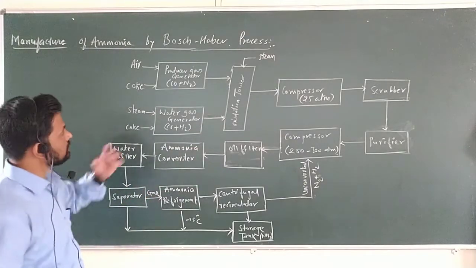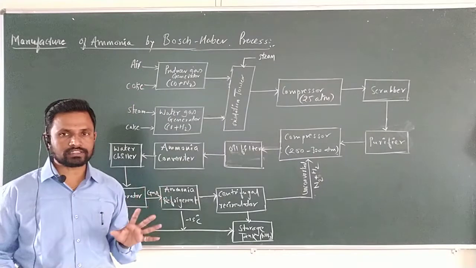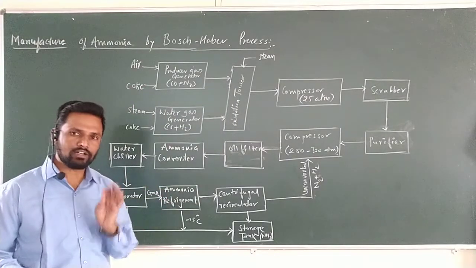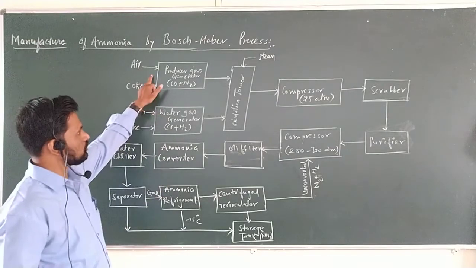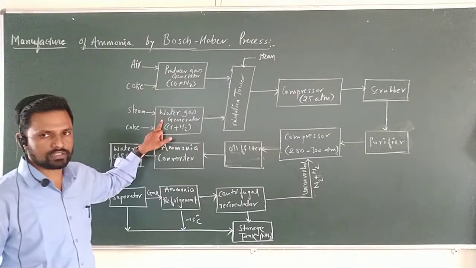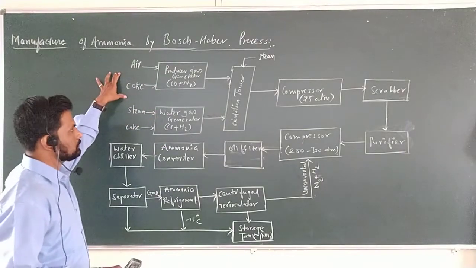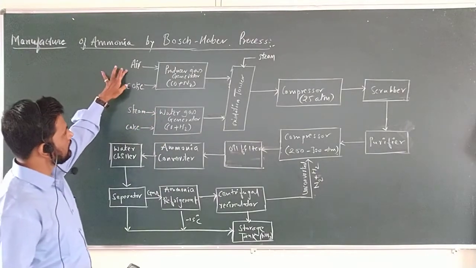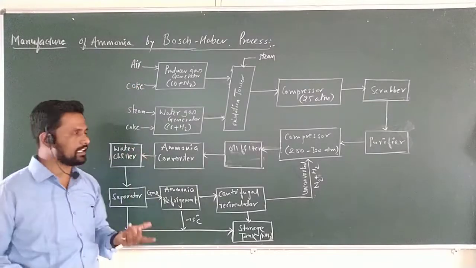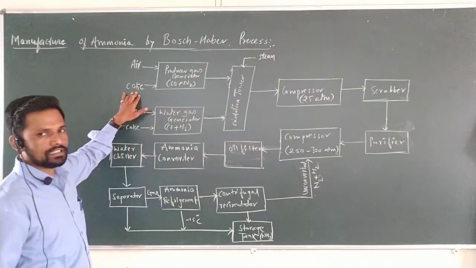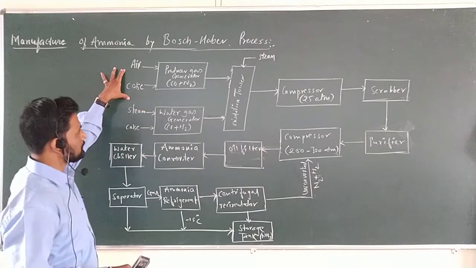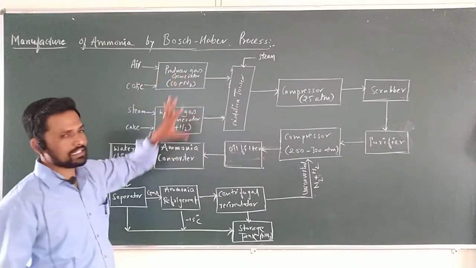First, we already discussed the modified Bosch-Haber process: nitrogen and hydrogen gases. Nitrogen is obtained from the producer gas and hydrogen is obtained from the water gas. How are these produced? Here we can say air plus coke. Air is a mixture of oxygen and nitrogen, and coke is pure carbon, which are both fed to the producer gas generator.